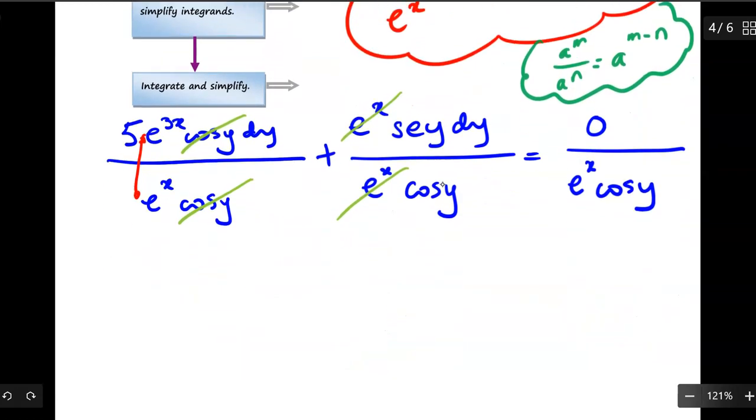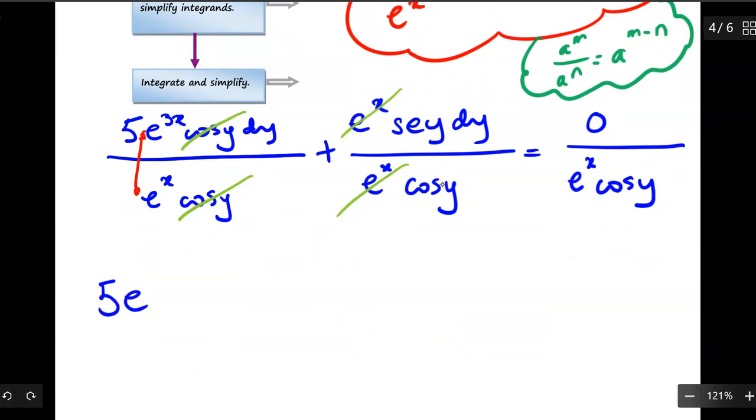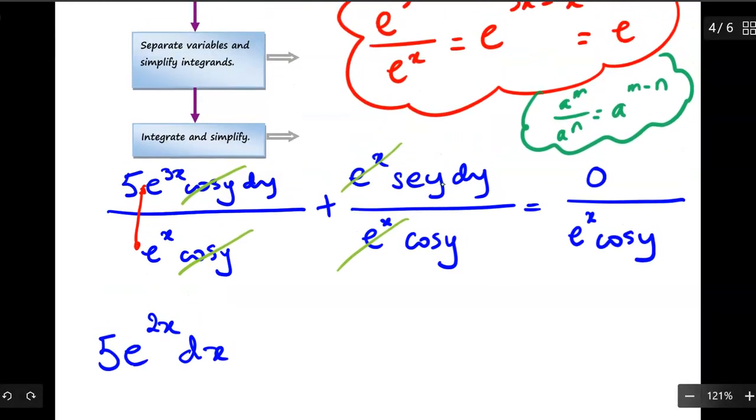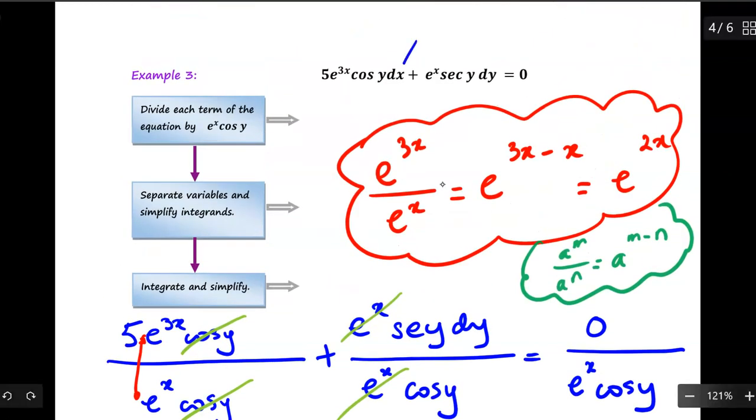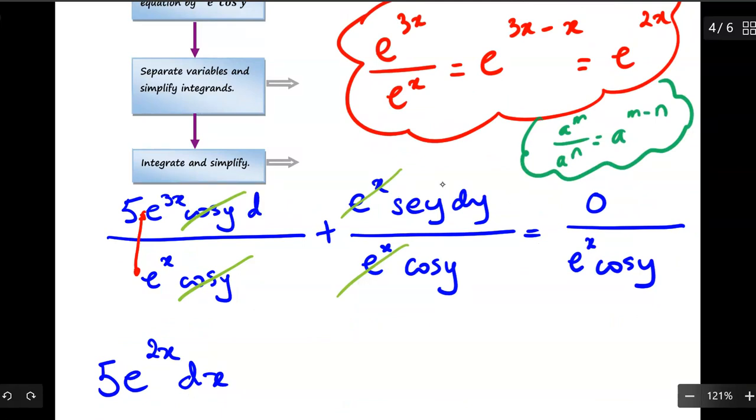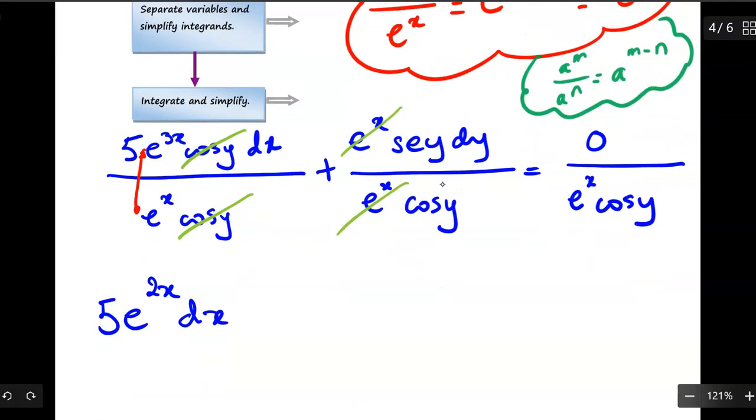So now I'm going to write this as 5 e to the exponent 2x, right? And then I already cancelled out the cos y, so I will have this as dx. Okay, I'm sorry, I made an error here. I wrote dy, but it's supposed to be dx. So I rewrite dx here. Then here what I have is secant y cos y dy.